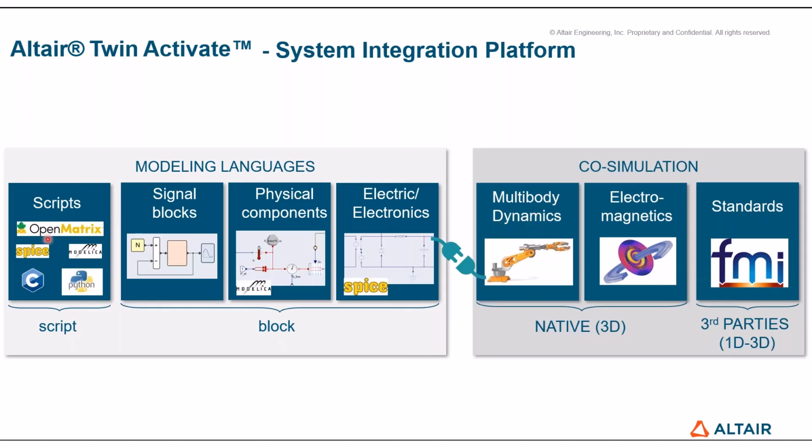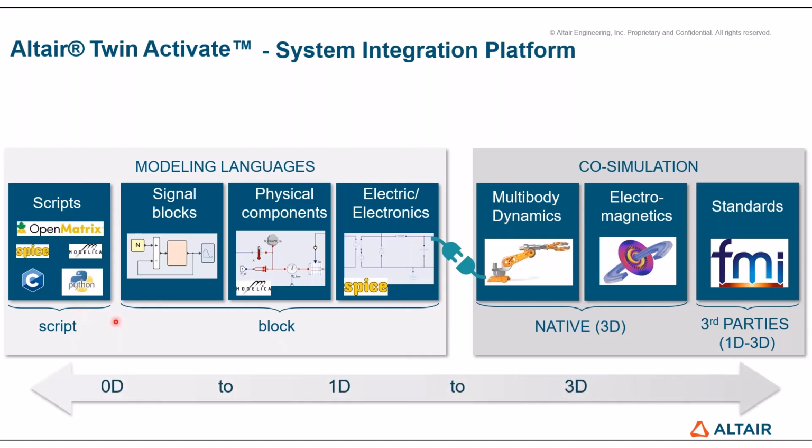co-simulation. Let's say here you would create your block, which is your reduced order model block, and then Twin Activate can connect your reduced order modeling block with a physical simulation, which in this case is a multi-body dynamic simulation. So it allows a very seamless co-simulation environment. You can transition from, let's say, 0D to 3D. All kinds of simulations can be done on Twin Activate also, and it is the same platform.